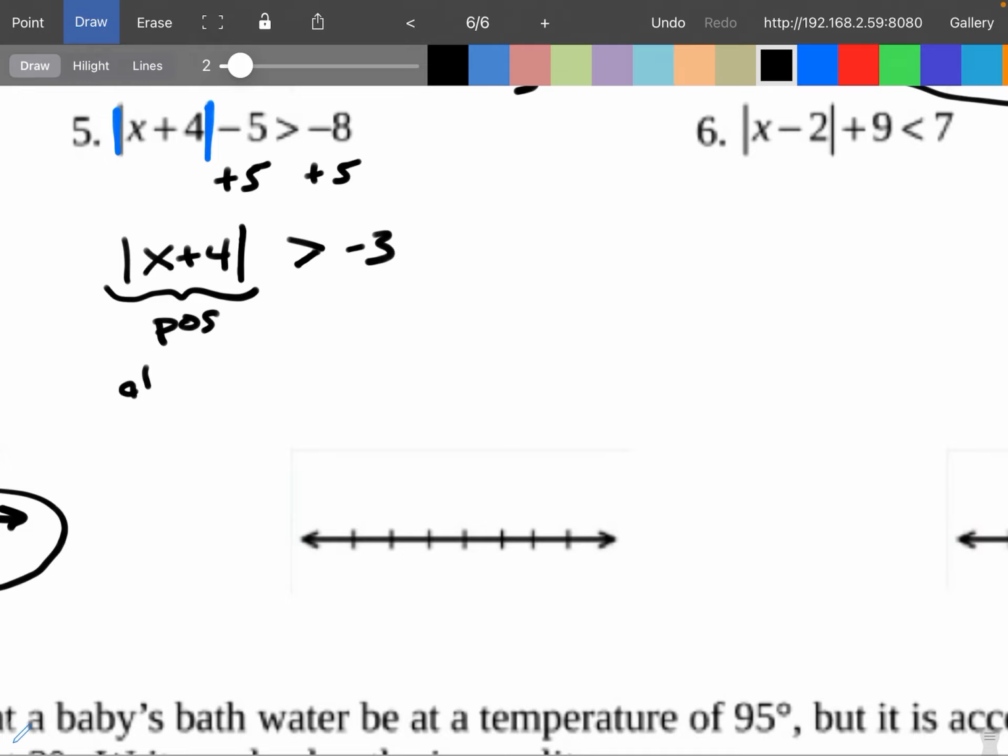Is a positive greater than negative 3? Yes. A positive is always greater than a negative. So that is always true. So then what's the solution? All real numbers. When we get a true statement, the solution is all real numbers. You can write infinitely many solutions, you can write all real numbers, or you can use the symbol.